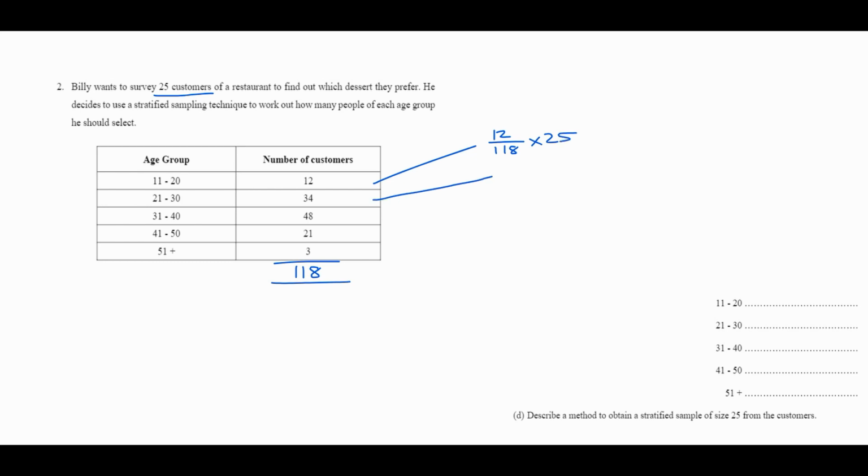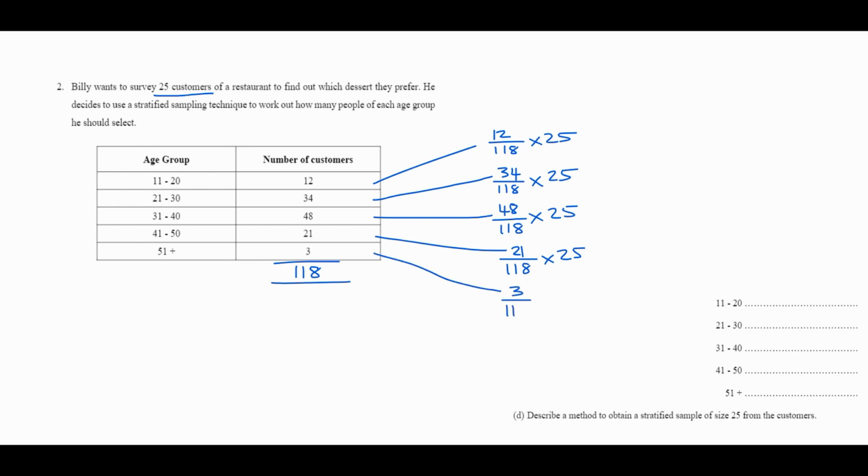How about this one? 34 over 118 times 25, and this one 48 over 118 times 25, and 21 over 118 times 25, and the last one, 3 over 118 times 25. So these are the calculations. You only need to write up the calculated figure from the calculator.